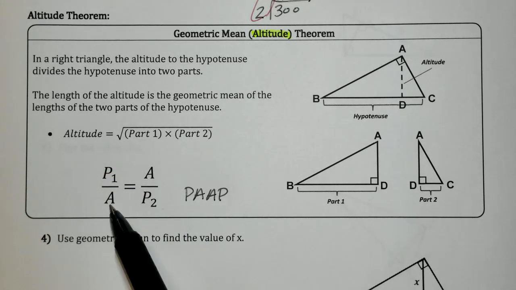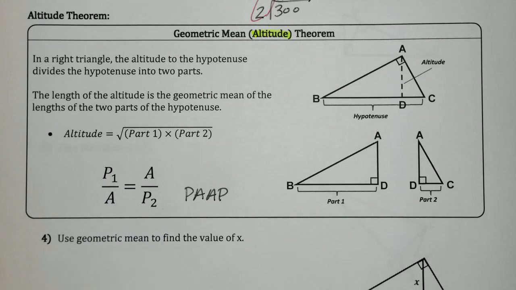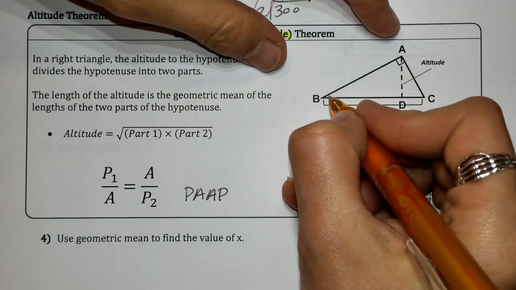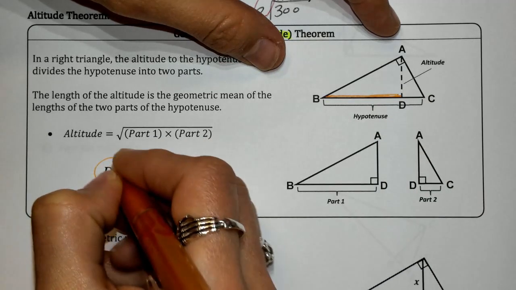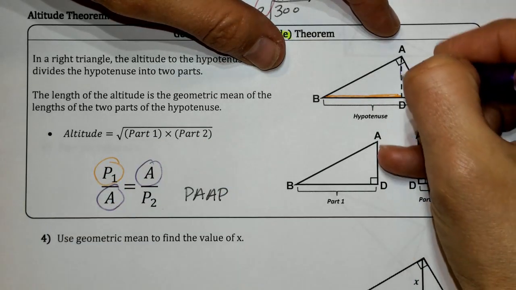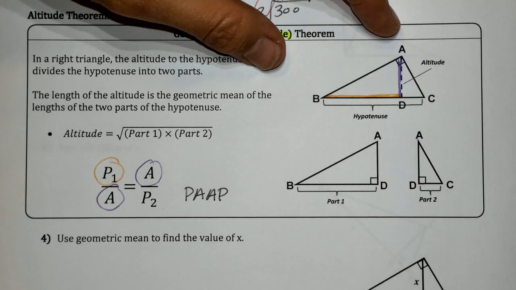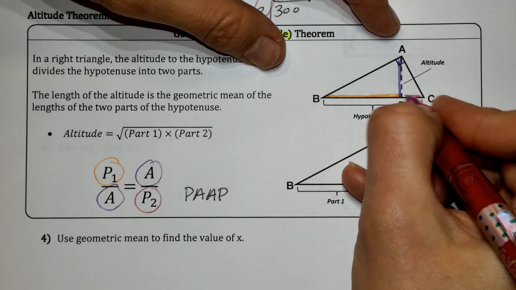Notice that diagonally from bottom left to top right, just like with geometric mean, is the exact same thing. The other two are not the same. One's a part 1 and one's a part 2. So let's look at what we're talking about here. Part 1 could be right here. Your altitude, the bottom left and top right, the same thing, is going to be right here, drawn inside. And then your part 2 will be this other part.